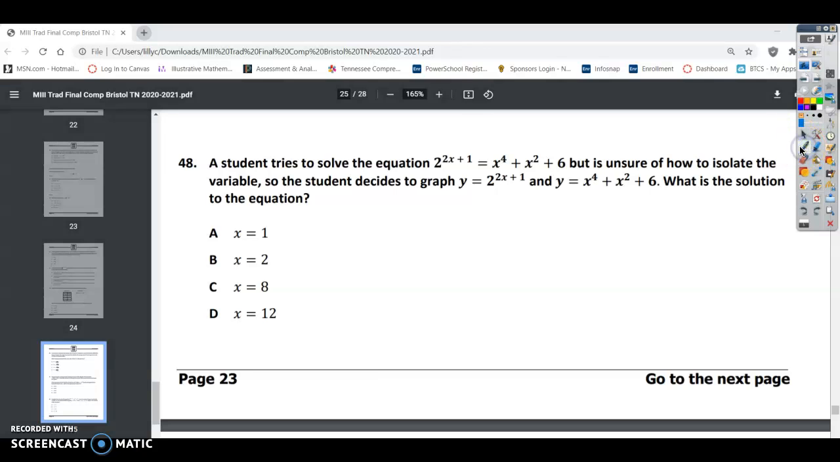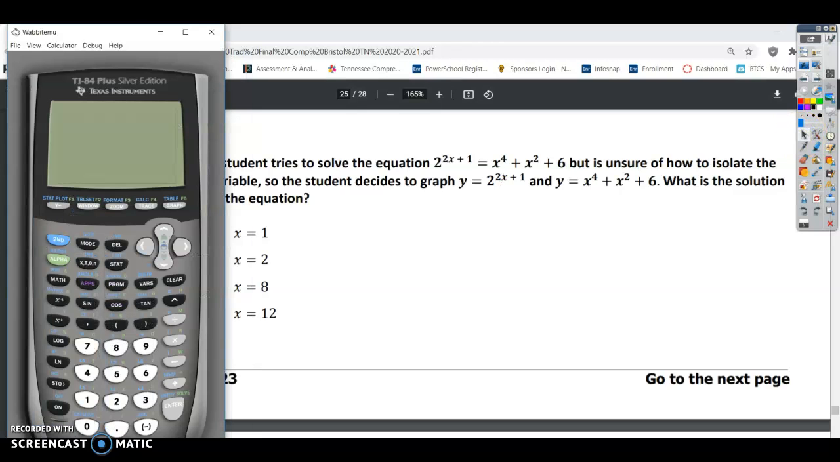All right, so the student is correct. They can do that. When they have an equation, they can split it up and set the two equal, and that will solve, and then they can find the solution by finding the intersection point. So let's try that as well.